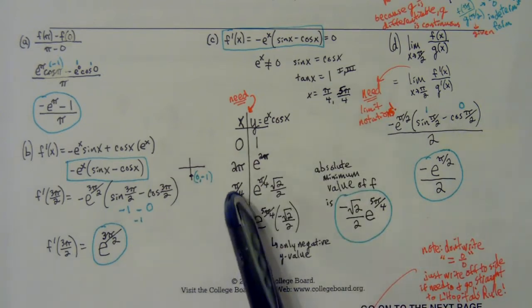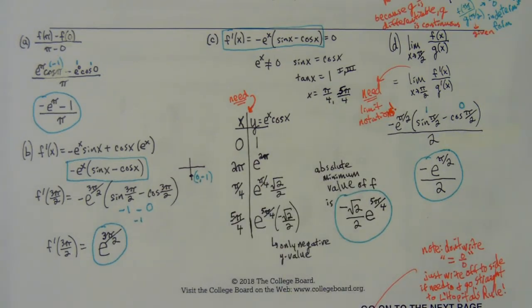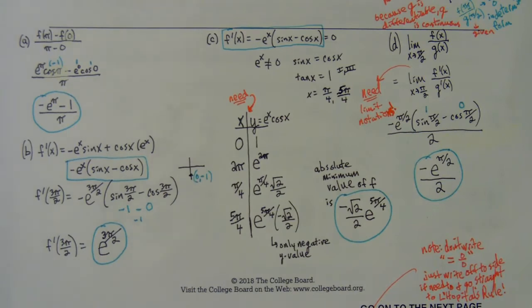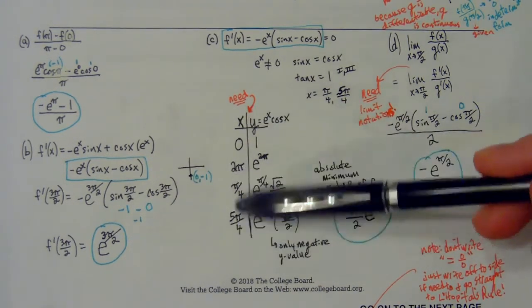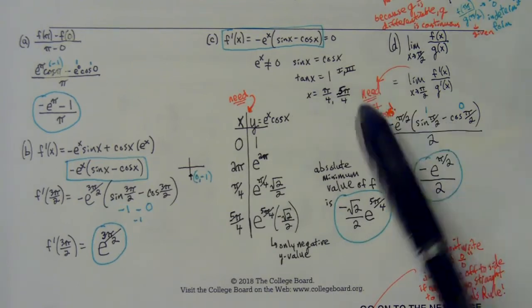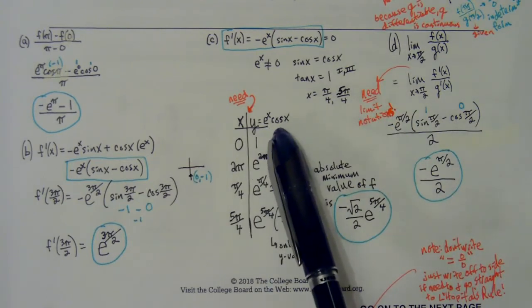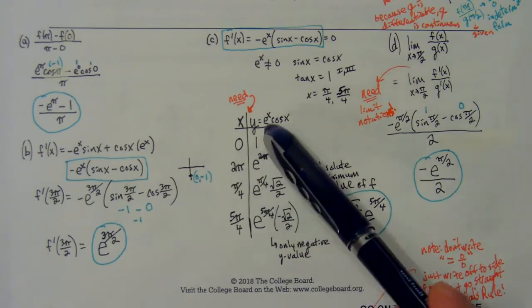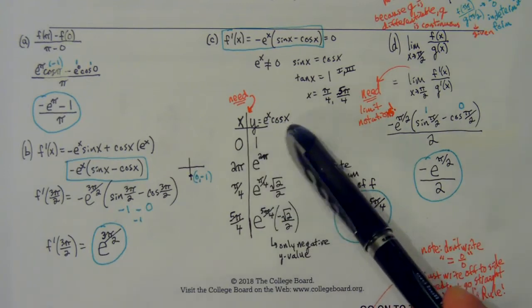So those also must be checked on your chart. They always have on that rubric, are you checking all of your candidates for the max and mins? And then you got to take these now and you got to plug them into the original function. That was the original function up top. So if we plug in 0, e to the 0 is 1, cosine of 0 is 1.